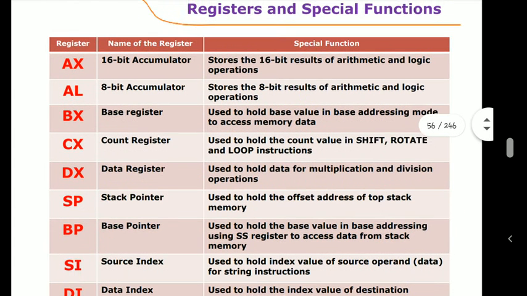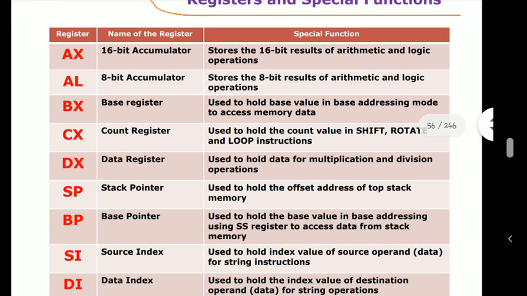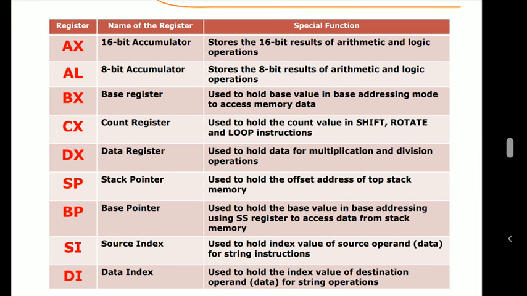These are the registers' special functions. This table indicates the registers with their special functions. AX is the accumulator, the source for 16-bit arithmetic and logic operations. CX is the count register, used to hold the count value in shift, rotate, and loop operations. DX, the data register, holds data for multiplication and division operations. SP is the stack pointer, which holds the offset address of the top of the stack memory. BP is the base pointer, which holds the base value for base addressing, using the stack segment register to access data from the stack memory.